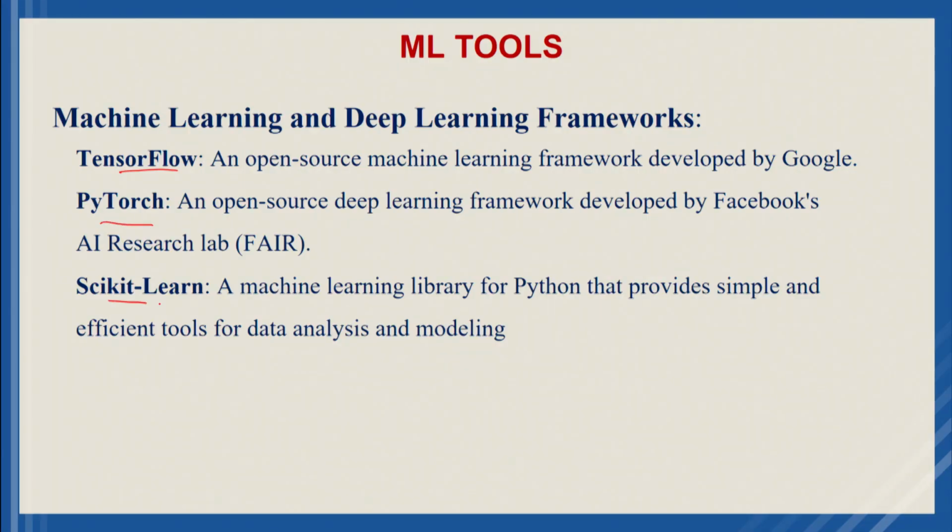Moving on to the other frameworks, the libraries that are available in Python are TensorFlow, PyTorch and scikit-learn. So, TensorFlow we already know it is an open source platform mainly developed by Google to perform the various deep learning modeling. PyTorch, it is an open source deep learning framework. This is developed by Facebook's AI research lab.